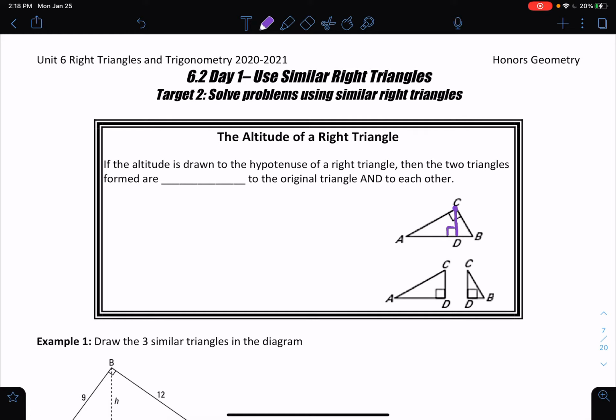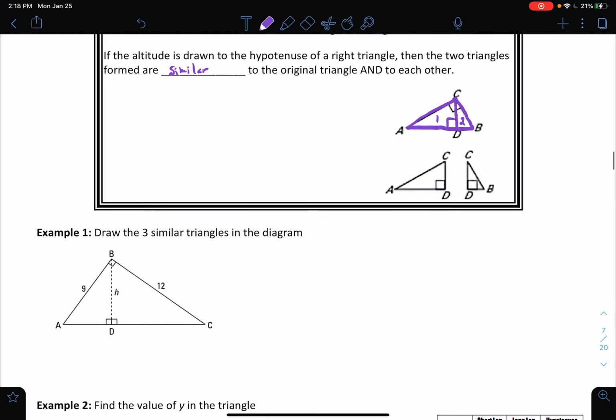And if I drop an altitude, then the two triangles that are formed, triangle 1 and triangle 2, are similar to the original triangle, which is this big one. And they are similar to each other. I think you will be able to notice that best in example 1 when we draw the three similar triangles in the diagram.